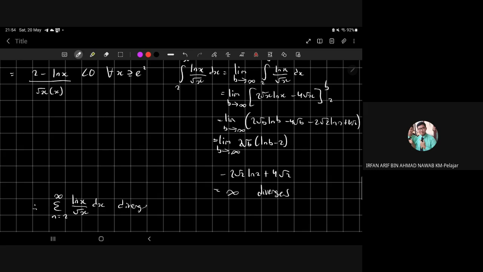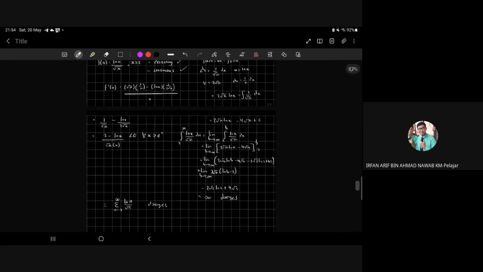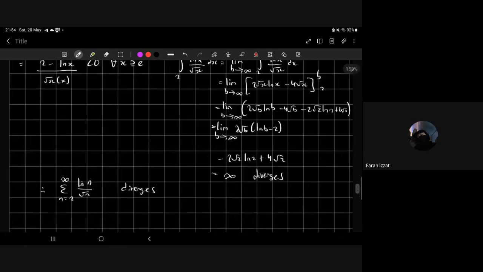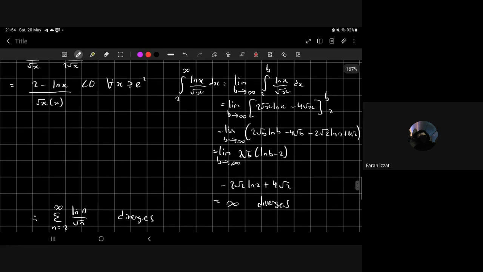Sorry, this is not x, it's ln. All right, diverges. Okay, I think I didn't use integration by parts. I think that's why I got lost. But okay, now I understand.